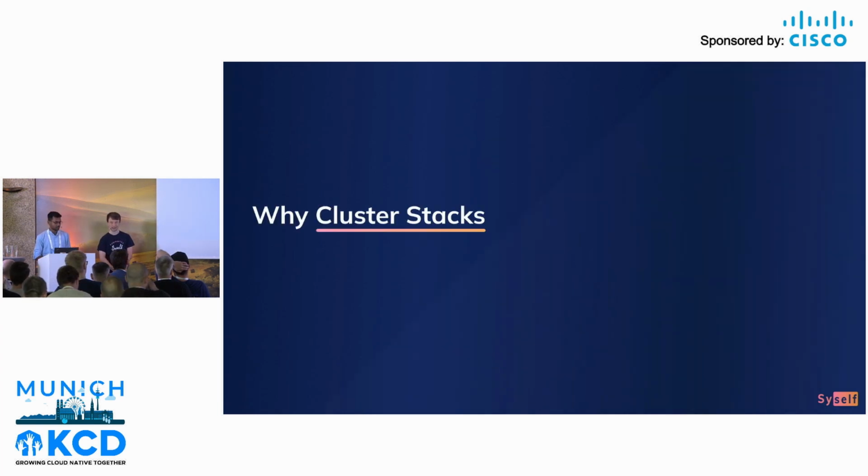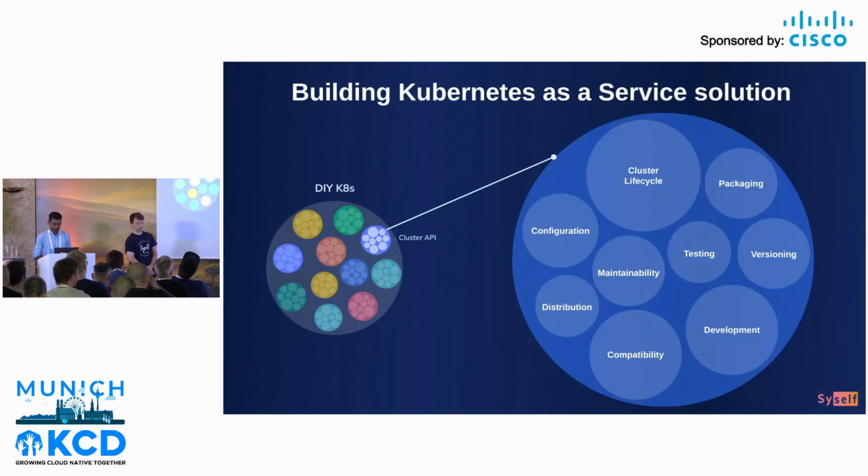So why do we need the cluster stacks on top of the Cluster API or next to it? When we want to build a Kubernetes as a service solution, there are lots of tasks that you need to do. For example, a cluster consists of a lot of configuration. You have the Kubernetes configuration, you have node images, you have the applications in your cluster, a lot of configuration that you need to do in the first place, build it up, you need to test it, you need to package it, you need to version it, you need to ship it to your users. So a lot of these tasks have to be done.